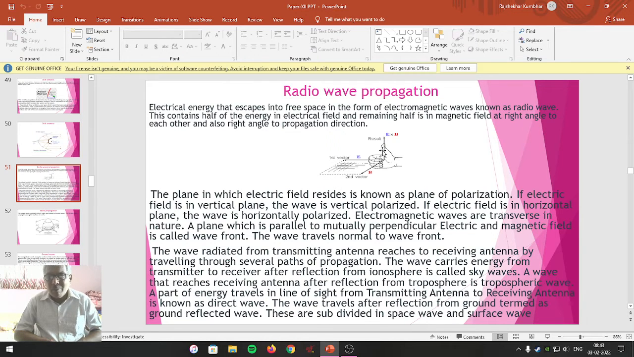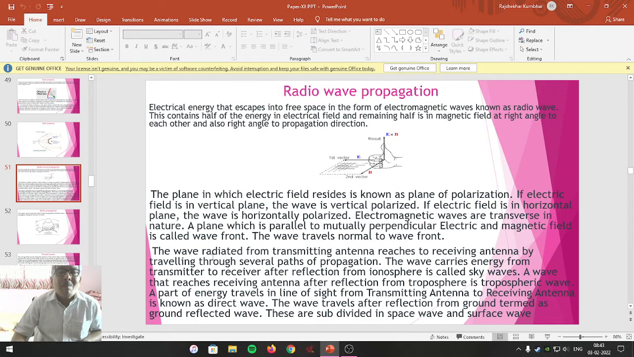A plane which is parallel to, and mutually perpendicular to, the electric and magnetic field is called the wavefront. The wave travels normal to the wavefront. If you look here, this is the electric field, this is the magnetic field, and this is the plane which is perpendicular to both. This is what we call the wavefront.